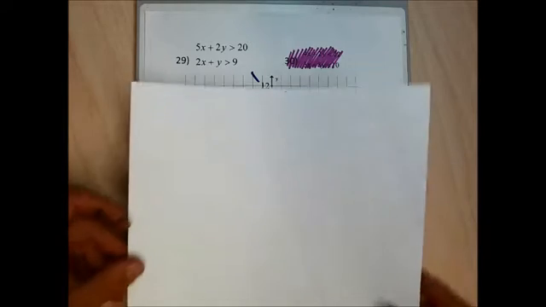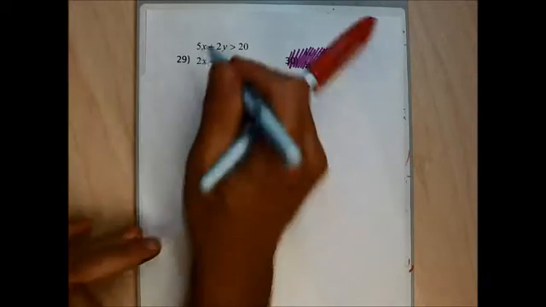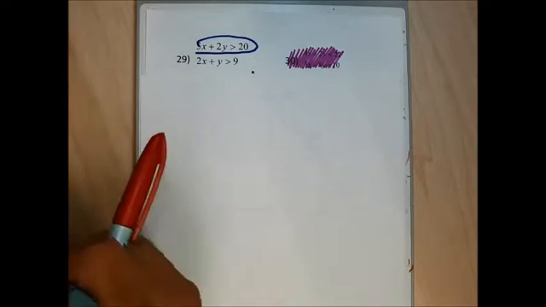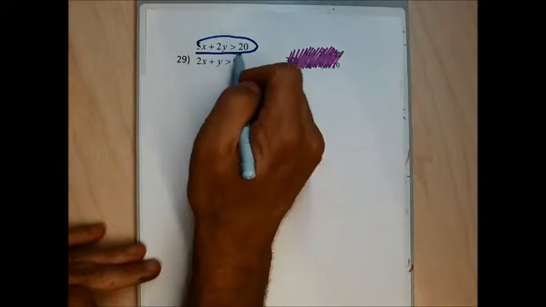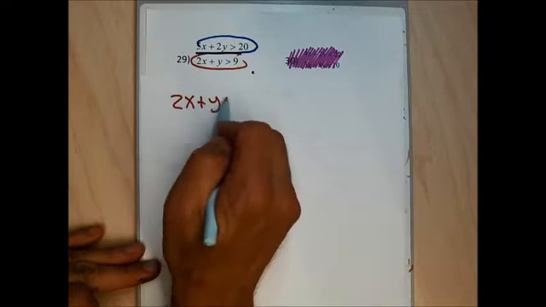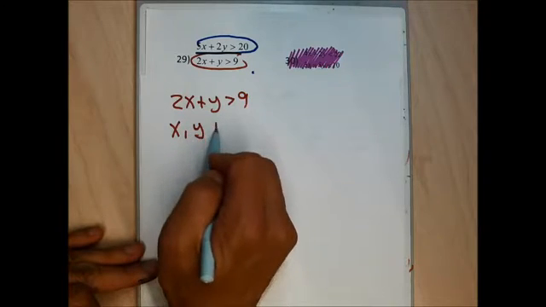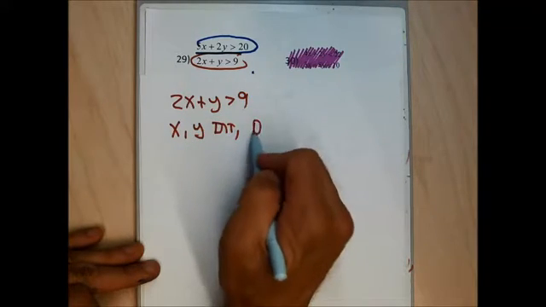Next one, I'm going to start working on in red. I like to color code these, so I did the top one in blue. I'm going to do the bottom one in red. So for this 2x plus y is greater than 9, I'm going to find the x- and y-intercept, make a dashed line.